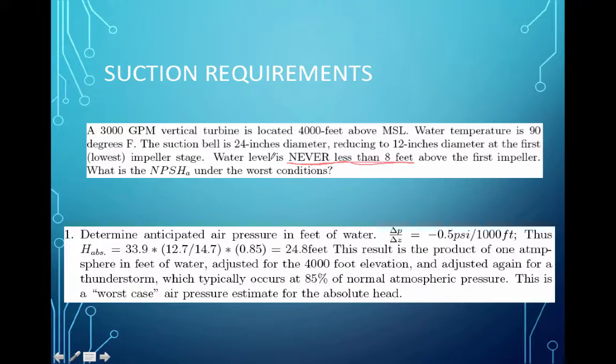And then we're going to introduce 85% of that to consider a bad thunderstorm, which typically occurs at about 85% normal atmospheric pressure. So this is a worst case air pressure for the absolute head. I suppose we could get worse than this and put it in a tornado, but if our lift station's in the middle of a tornado, I think we have bigger worries than whether our pump is going to cavitate. So 24.8 feet of head is the absolute pressure head in the system as stated.